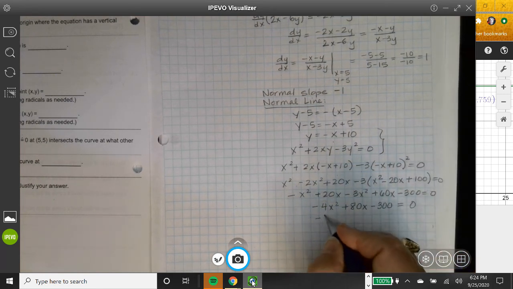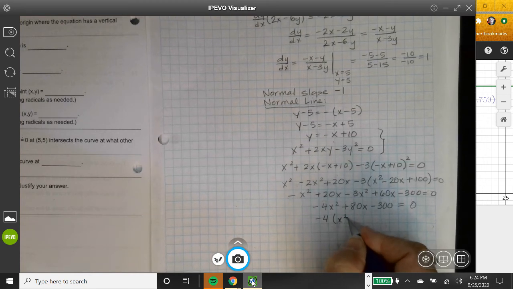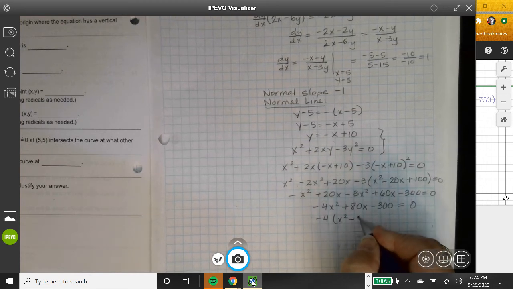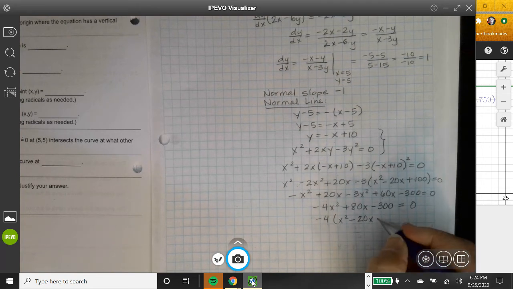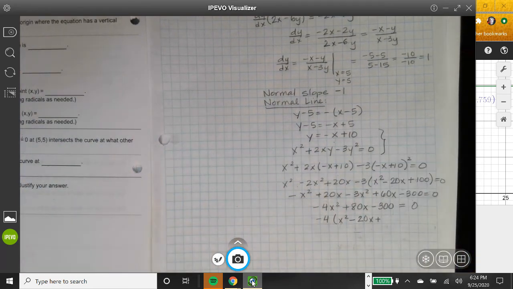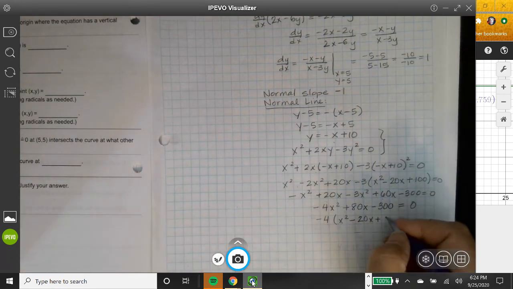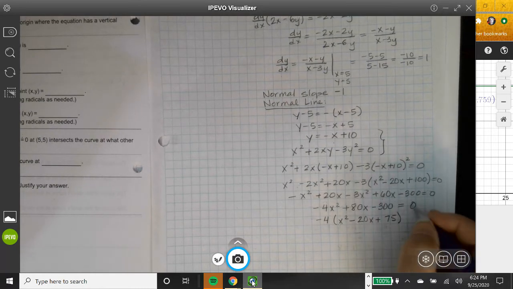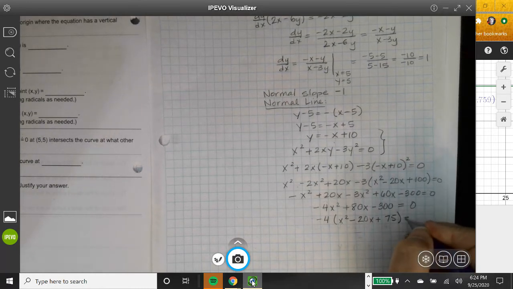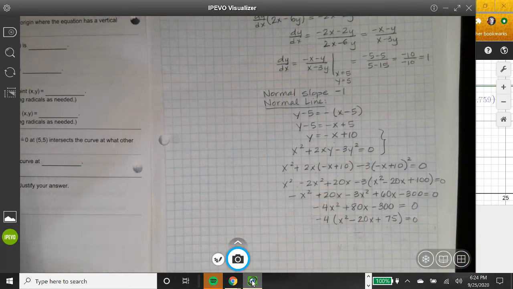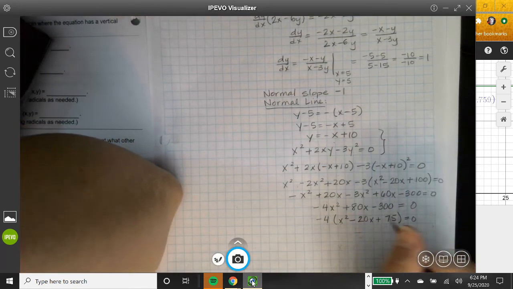I'm going to factor out a negative 4, and I get x squared minus 20x plus 300 over 4, which is 75, equals 0. All right. I'm liking this much better.